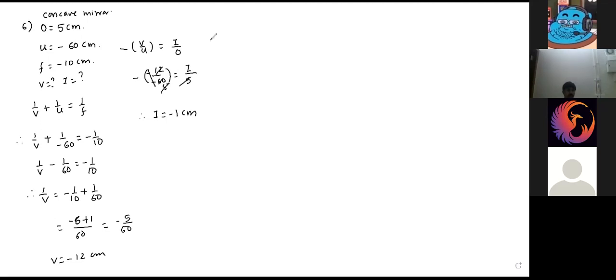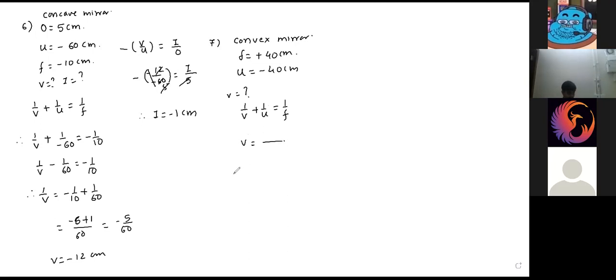Sixth, check the seventh. Seventh अलग है. Point source is kept in front of convex mirror. This is which mirror? Convex mirror. Of focal length कितना दिया है? F दिया हुआ है plus 40 centimeter. Object is placed, u is minus 40 centimeter. So which formula? Same. 1 by v plus 1 by u is 1 by f. We get v equal to something.